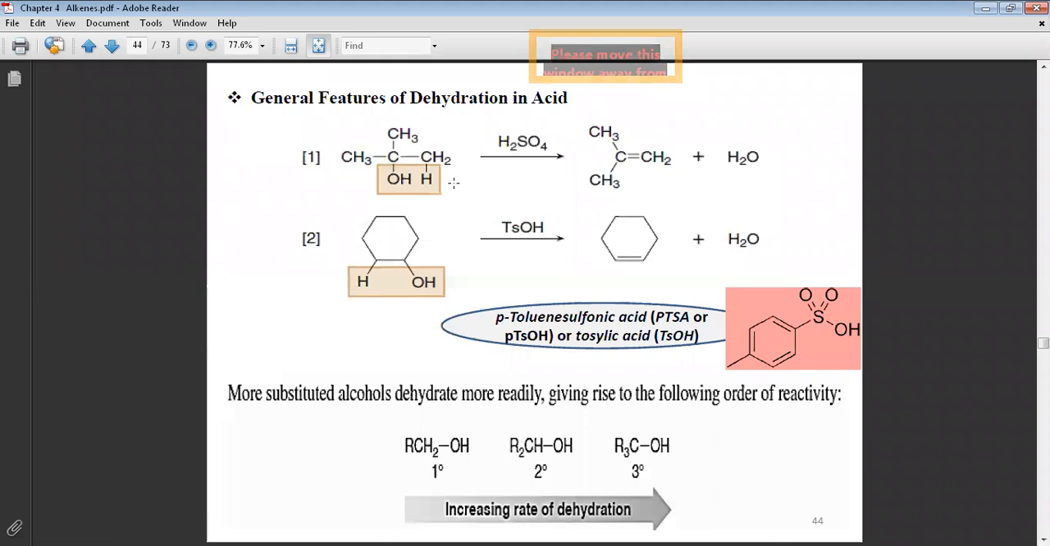Okay, now the general feature for dehydration. Of course, it cannot happen like that by acid. Look, not base.